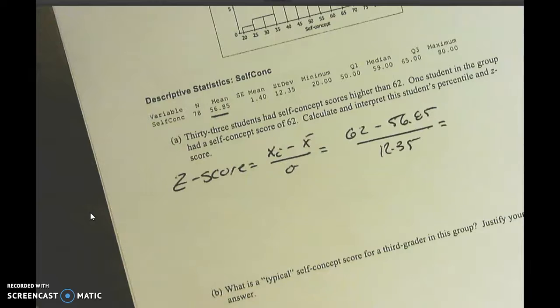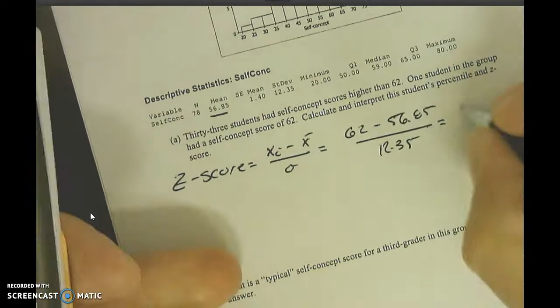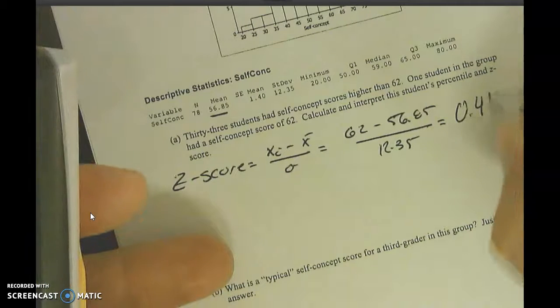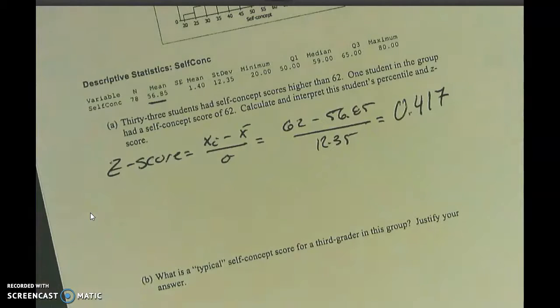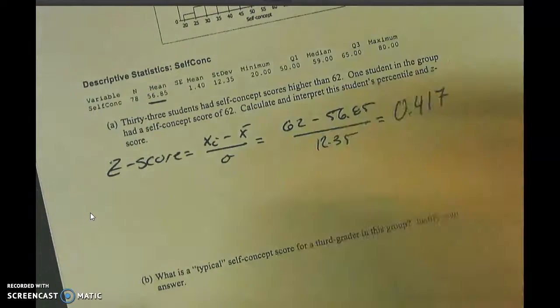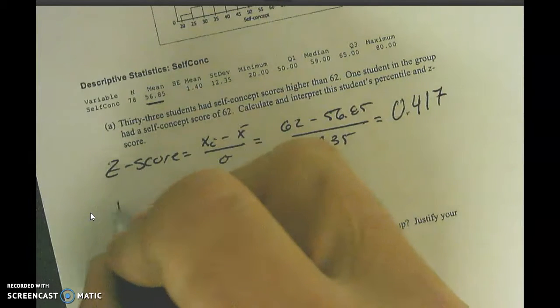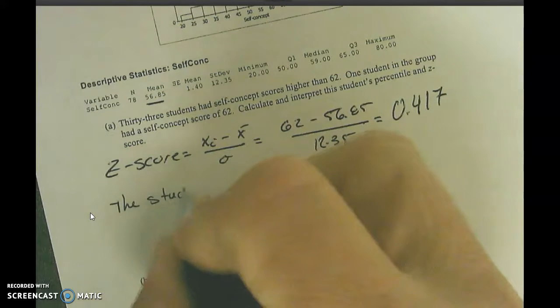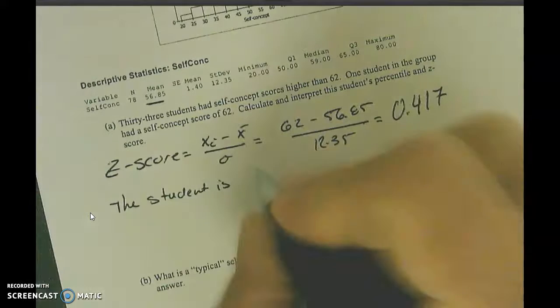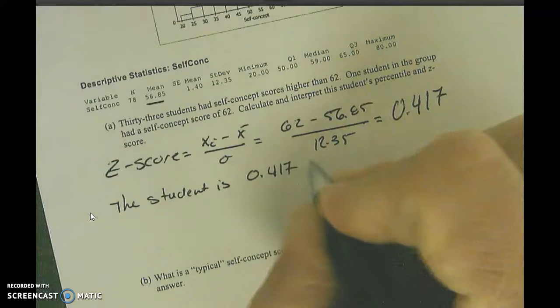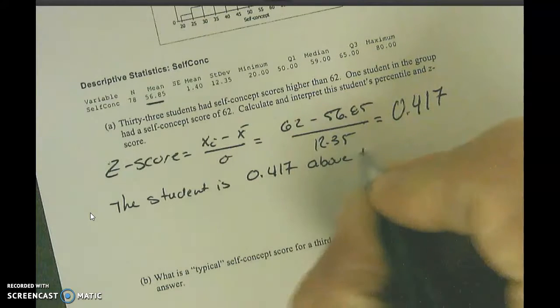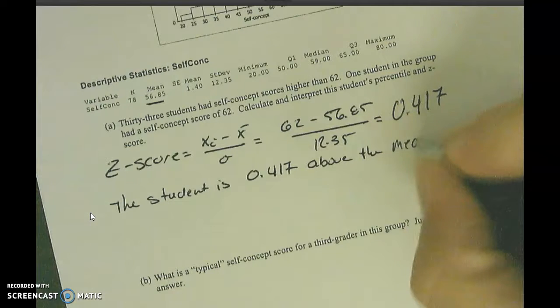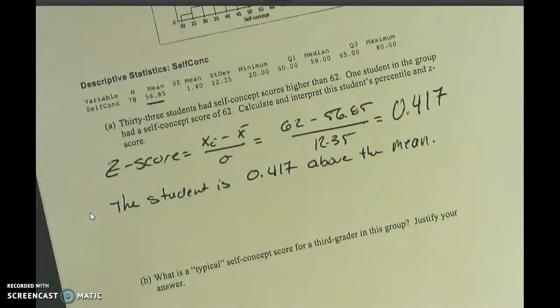Make sure you type it in correctly. So I get that. Yes? Okay, so what this means is that the student is 0.417 above the mean. That's all I have to say. That's the z-score. Yeah, okay.